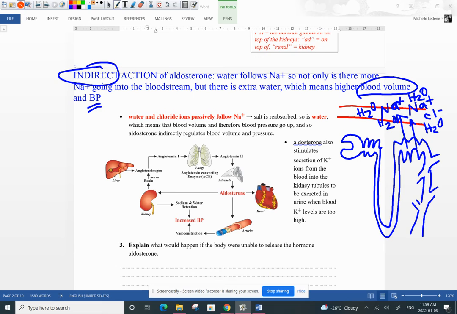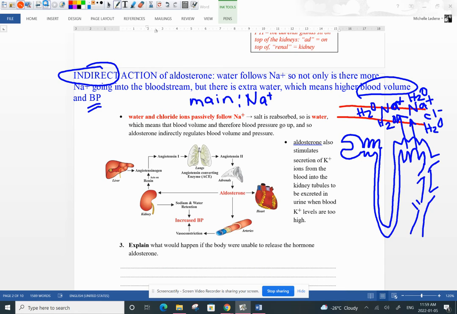The main action is for sodium to be reabsorbed or to be conserved, or for sodium to stay in the body. But there is a secondary indirect action, and that is the fact that water follows sodium and chloride, and so you end up with actually more water in your blood and therefore more blood pressure. Okay, so that's our indirect action.